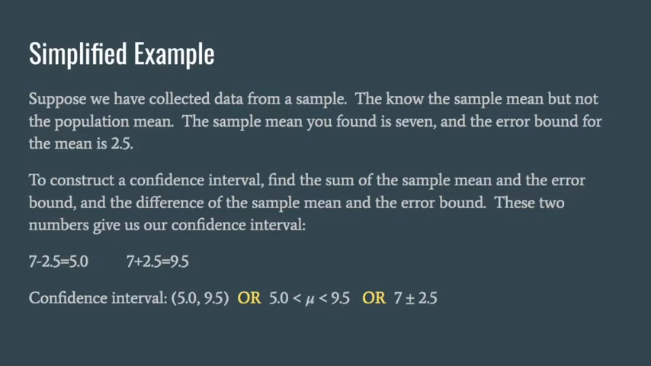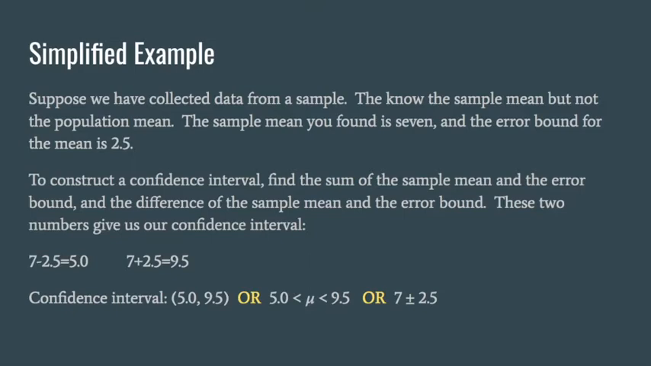Okay, the second way to write it would be as an inequality, to say that mu, which remember is the population mean, is between 5.0 and 9.5. And then the last way is just to write x bar, which is 7, plus or minus that error bound.